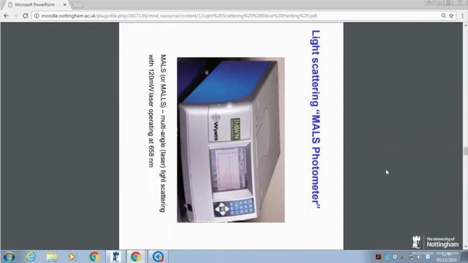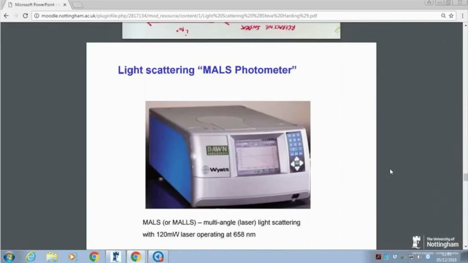Rotate counterclockwise. There we are. Bit disappointing, it's a box. Modern instrumentation boxes. Not exciting. Yeah. Not like the old days.